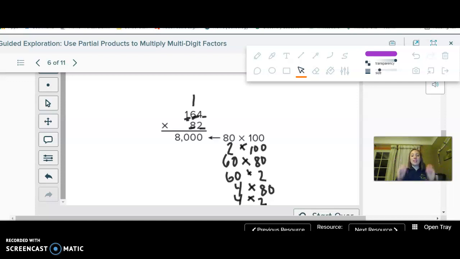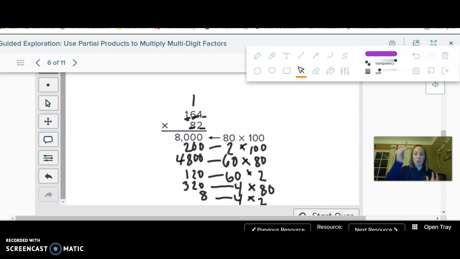So it's really the exact same thing as in the area model. I'm just not drawing the boxes. I'm doing it more vertically. If this works for you, if you can keep track, go ahead. If you have trouble keeping track and you're missing some, then you're going to want to go back to the area model after this lesson, or maybe even at the end of this lesson, because again, we don't want to be missing numbers. That's 4,800. Then we have 120. Then we have 320. And then 8.